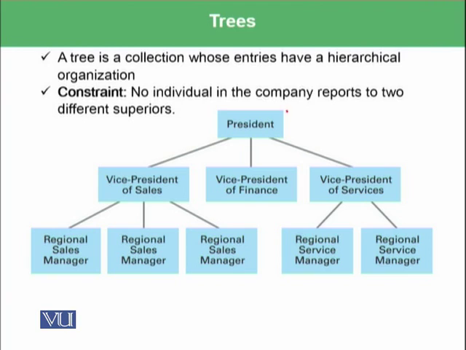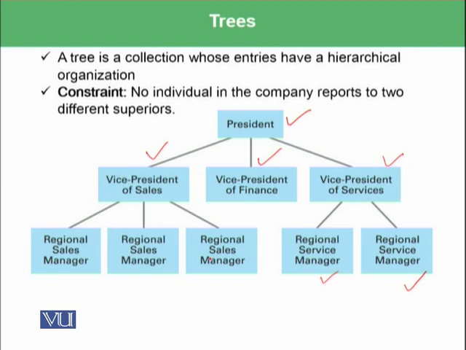At the top level there is a president of a company, and then under that president there is a vice president of sales, vice president of finance, and vice president of services. And then vice president of services has different regional service managers, and vice president of sales has different regional sales managers. Such an organization, if we want to store, we can use the available data structure known as trees.